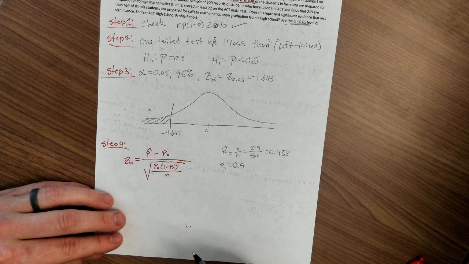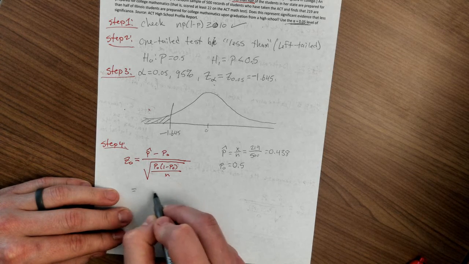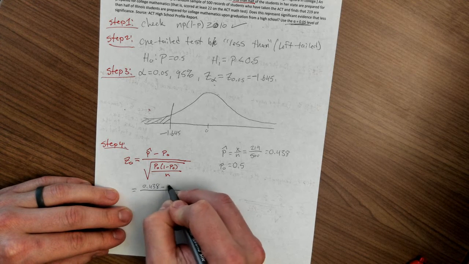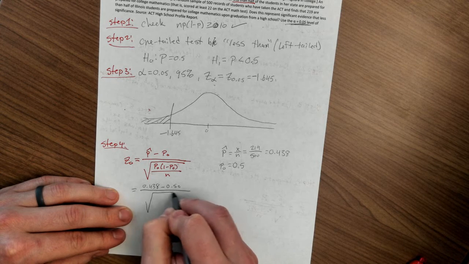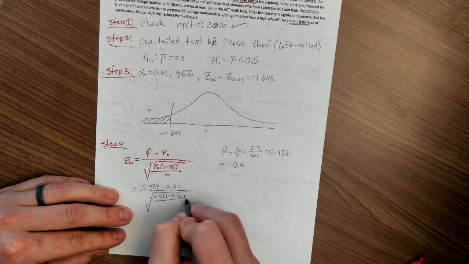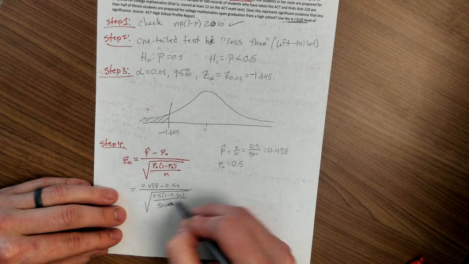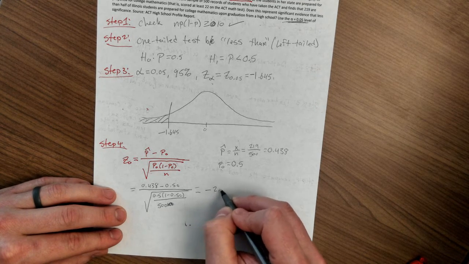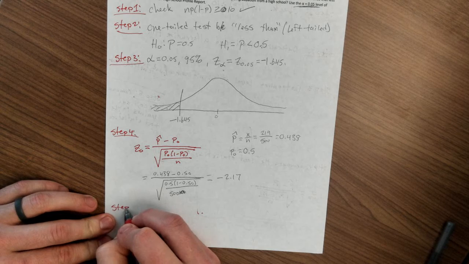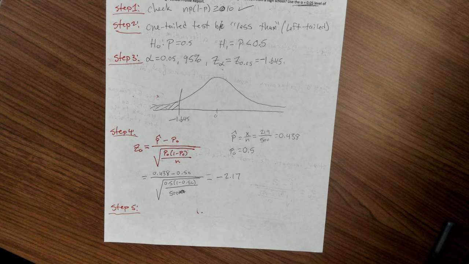All right, plug all this in. I'll plug it in real quick for us. Oh, n is 500. So there's your test statistic, and you get negative 2.17. All right, so step 5. I want you to pause the video now and finish this, please. When you're done, come back.